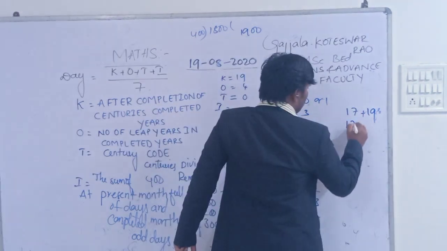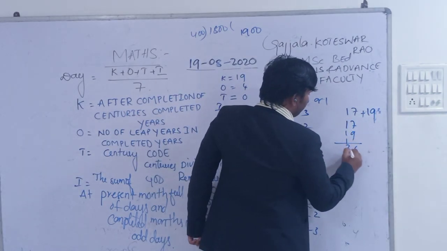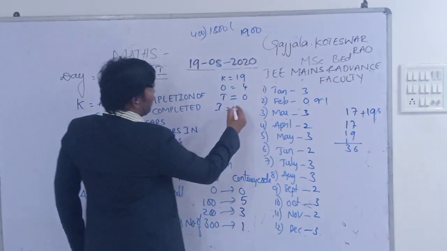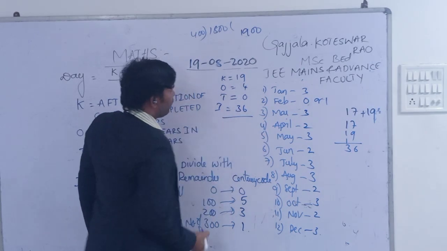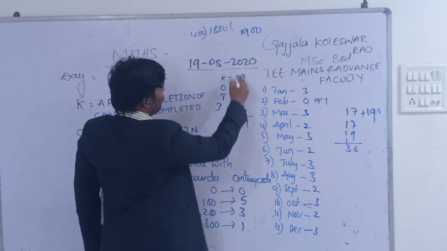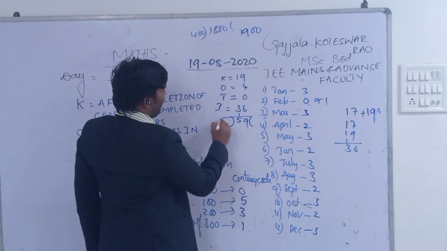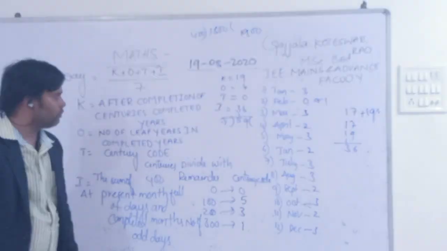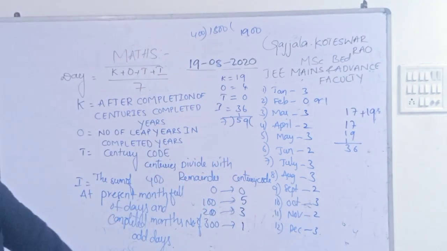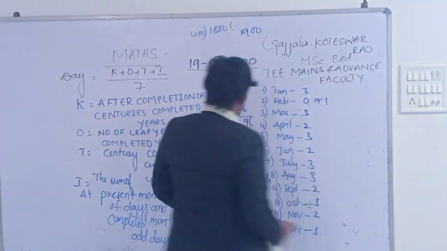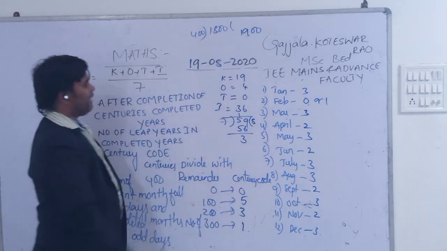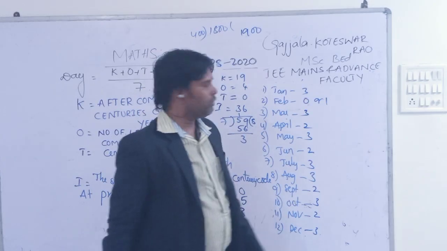17 plus 19, 36. Then I stands for 36 here. Now, 9 plus 4 is 13, 13 plus 6 is 19, 4 plus 1 is 5. Just start dividing with 7. 7 7s are 49, 7 8s are 56. What is the remainder? 3 is the remainder.